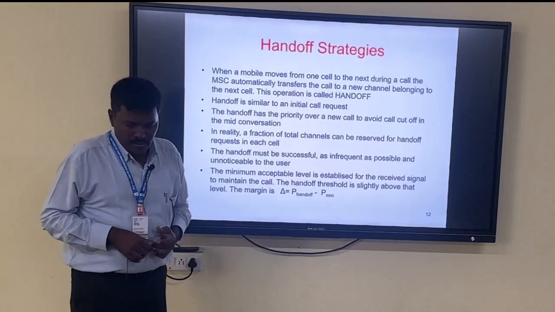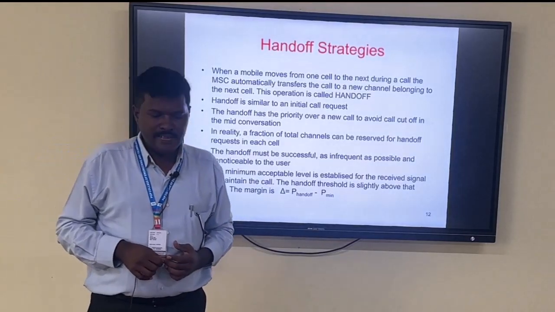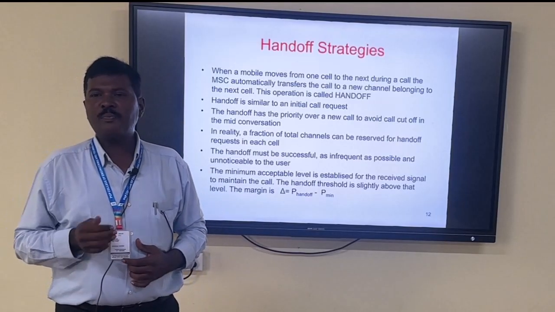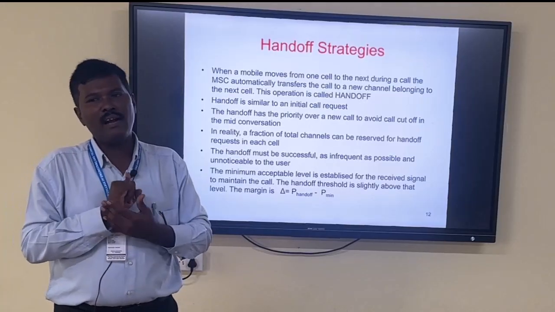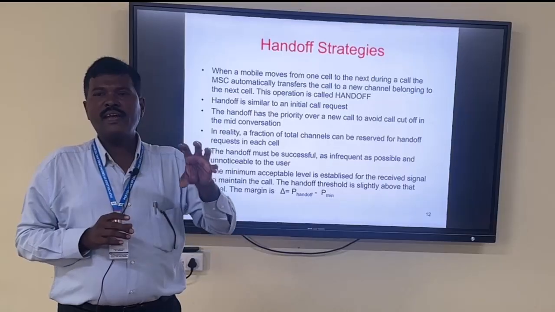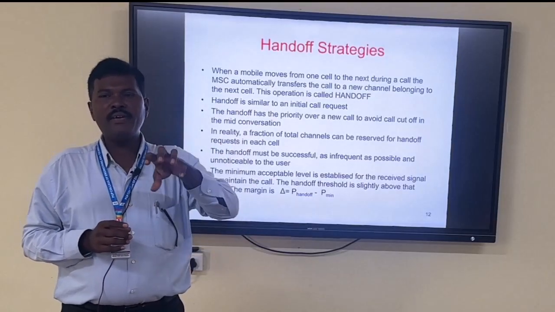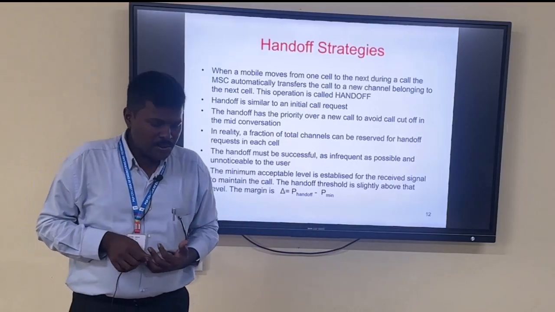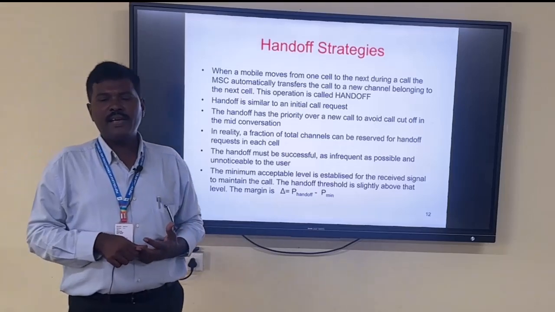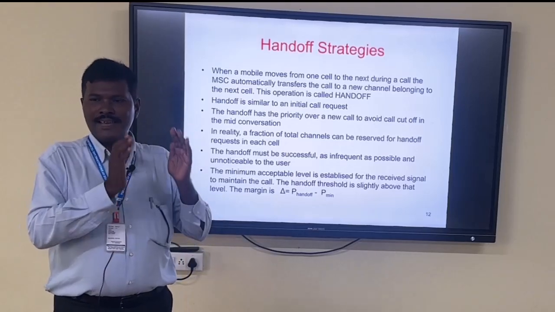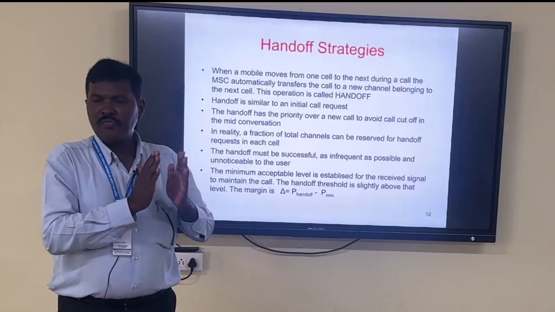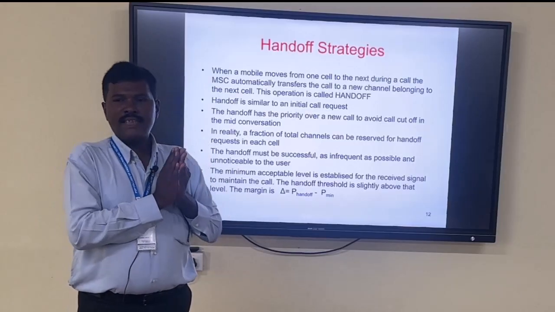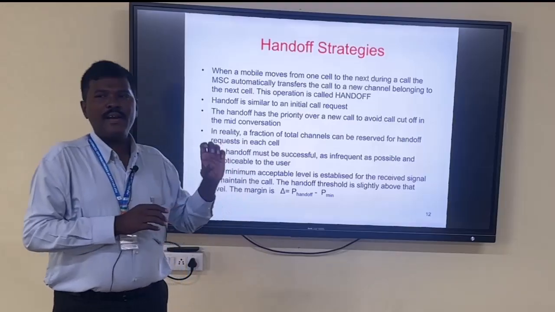As far as priority is concerned, each cell has its own priority. If a call is coming, that is the second priority. The first priority is handoff. If any handoff signal is there, the first priority will be given to handoff only. Second, another call will be taken. Practically, we can see that each cell is reserved with some set of channels to carry out the process of handoff.